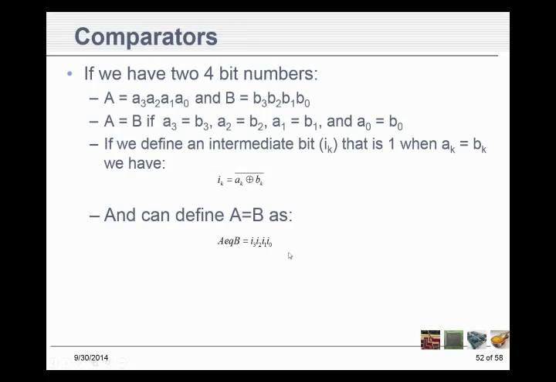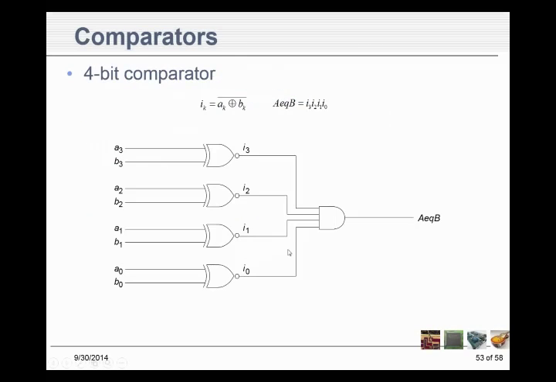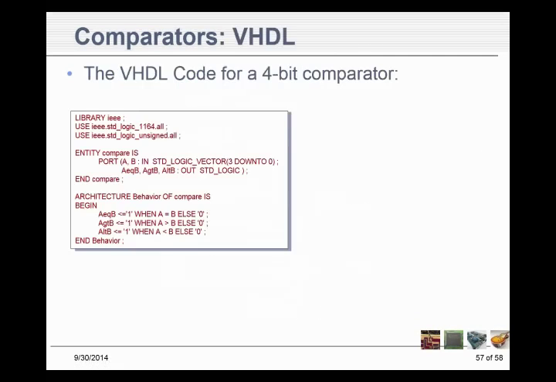And then we've got comparators, and I do not want to go through all this stuff for a comparator. All you have to do is write VHDL code that says if A is equal to B, make that a 1 when A is equal to B, else make it 0. That's pretty simple.